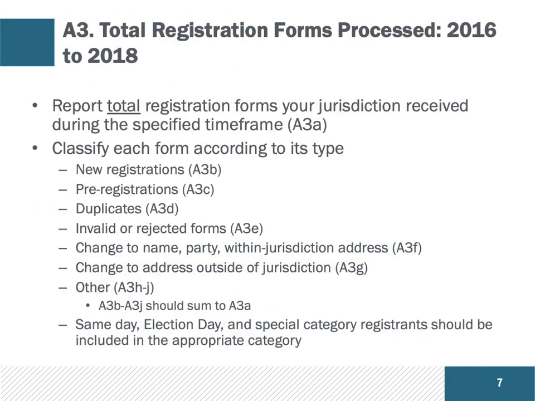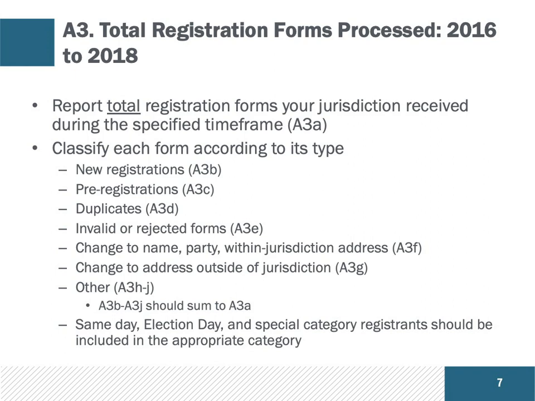Question A3 asks about registration forms your jurisdiction received during that time frame we just discussed. In A3A, you'll report the total number, and in the rest of the question, you'll break down this total by the type of registration form. If the correct category doesn't appear in A3B through G, you can use one of the other categories in H, I, or J, along with a description of the category. The numbers you report in A3B through J should sum to the total number of registration forms that you reported in A3A. Please note that same-day registrations, Election Day registrations, and special category voters should not be reported separately in this question.